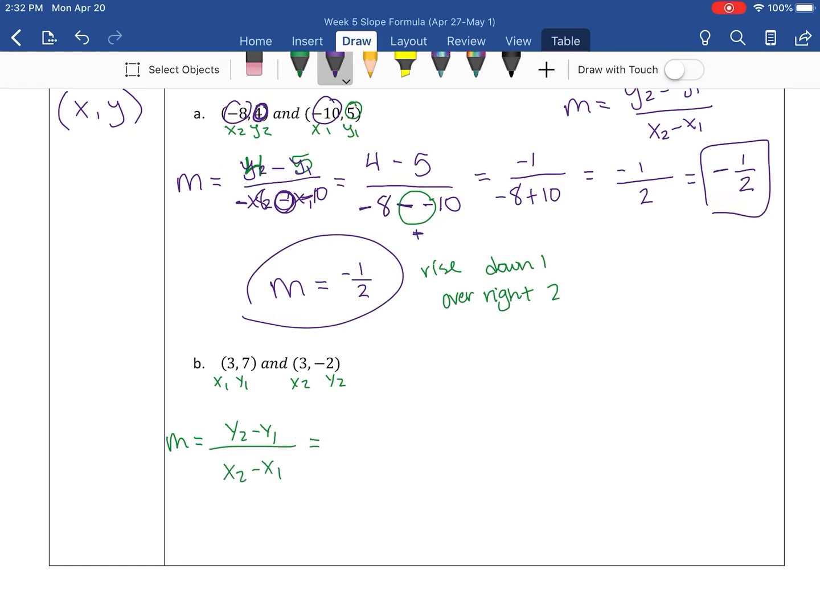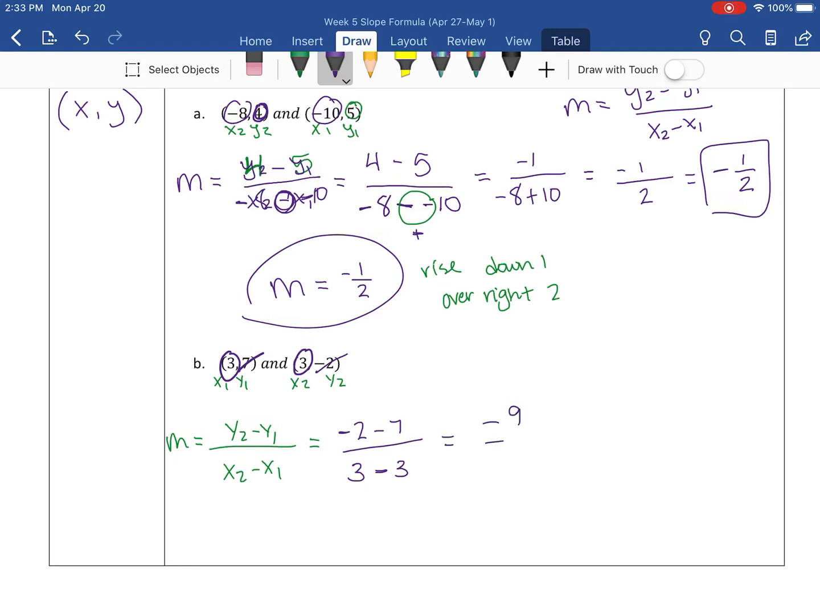Alright, so it'd be a good idea to pause and see if you can write this for yourself, just to make sure you understand what's going on. Instead of y2, I'm going to write -2. Instead of y1, I'm going to write -7. And then looking at my x2, it's 3, subtract my x1, which is also 3. And now let's do that math.